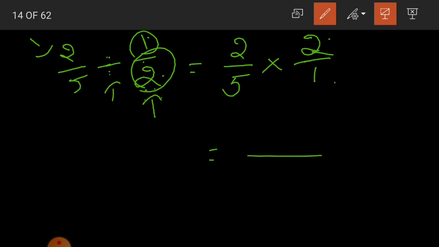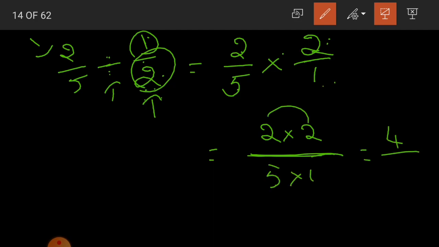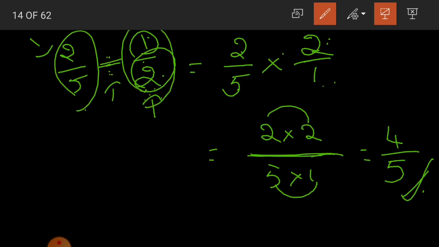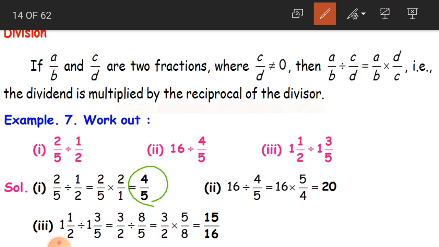Clear, students? Now we very well know how to multiply, right? Yes, we learned it in the previous class. Multiply the numerators first, 2 into 2, divided by the product of denominators, 5 into 1. 2 2s are 4, divided by 5 1s are 5. Yes, students, 4 by 5 is our answer. 2 by 5 divided by 1 by 2 is equal to 4 by 5. Clear? Let us move on to our next problem.